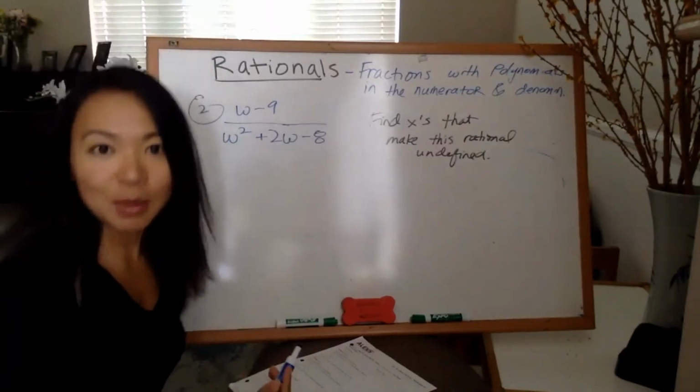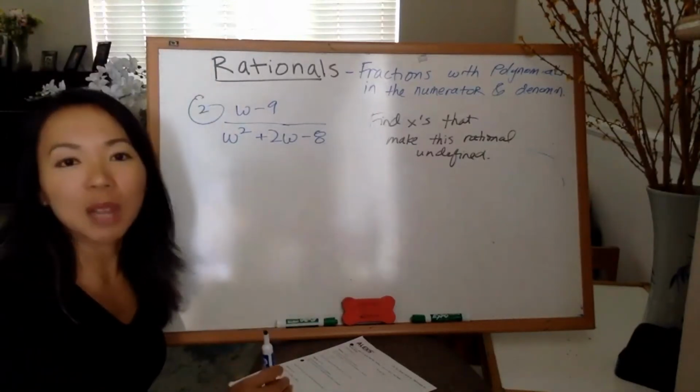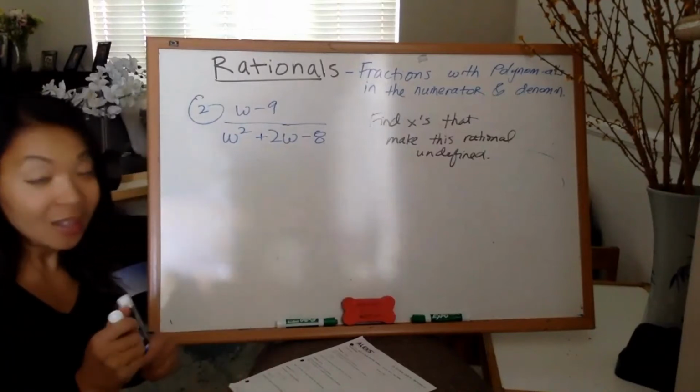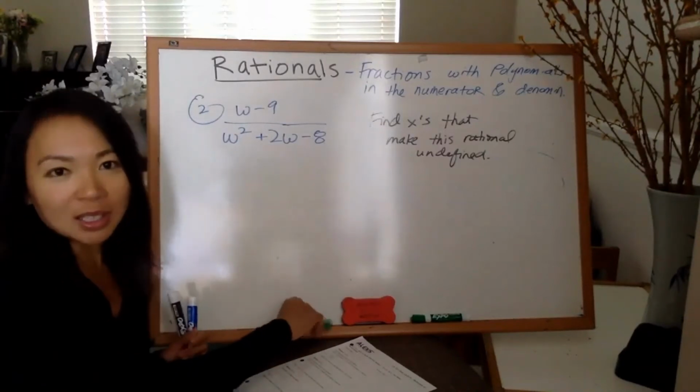So again, same type of question. Find x's that make this rational undefined. So where do you look at? The numerator or the denominator? You look at the denominator, right?